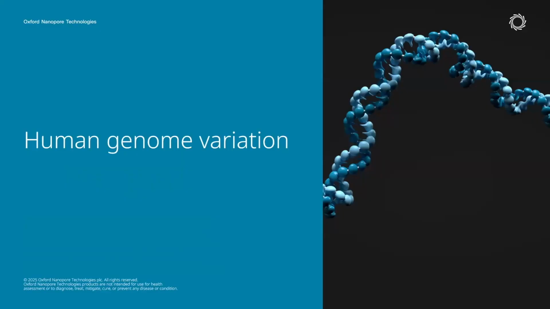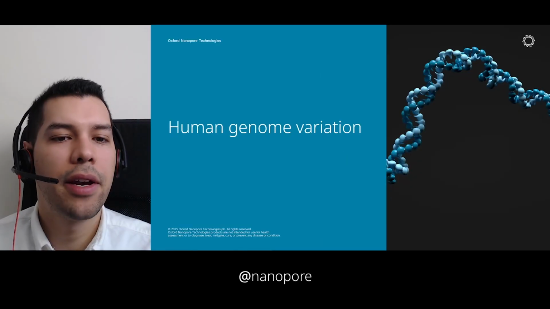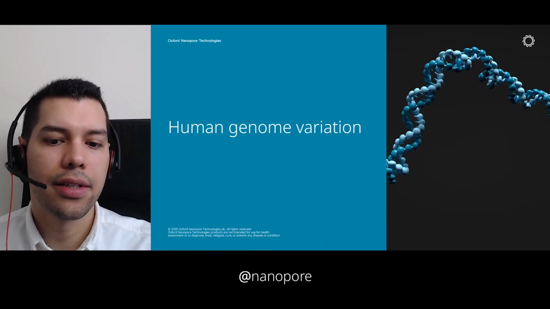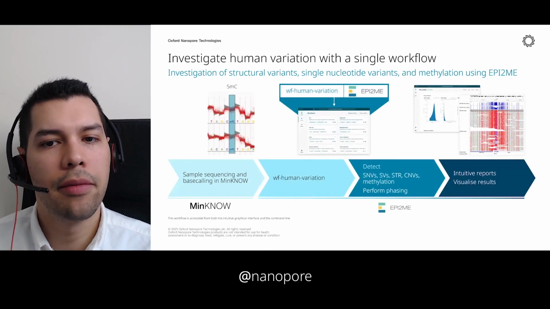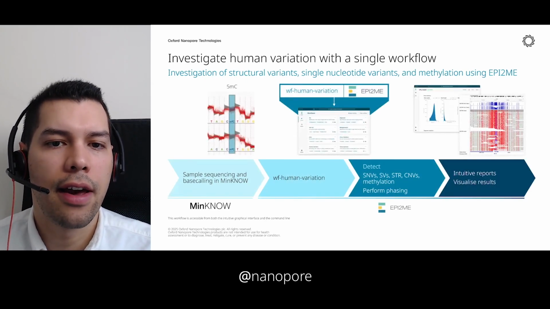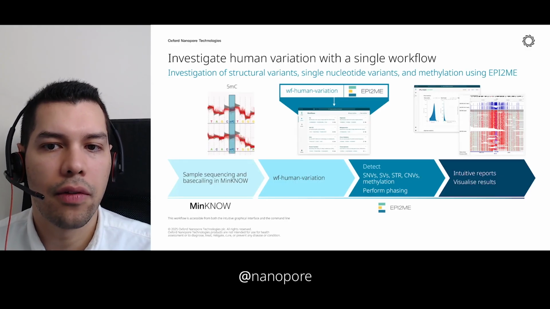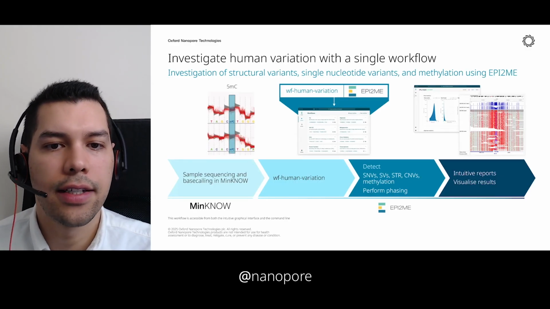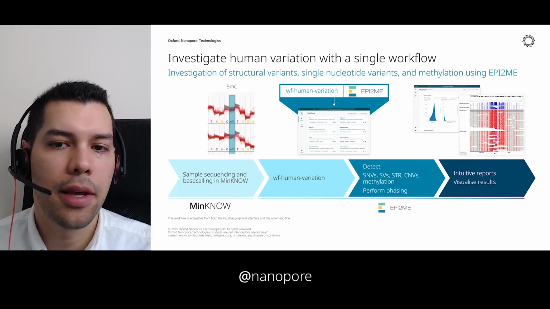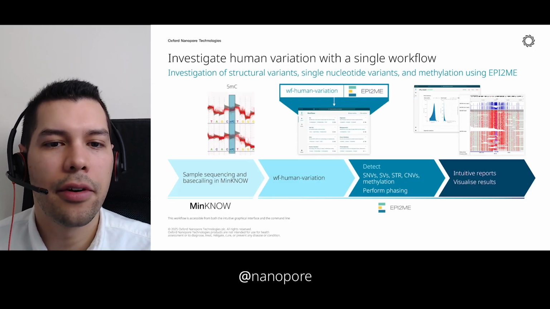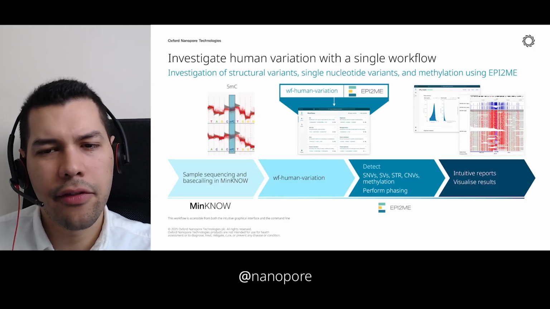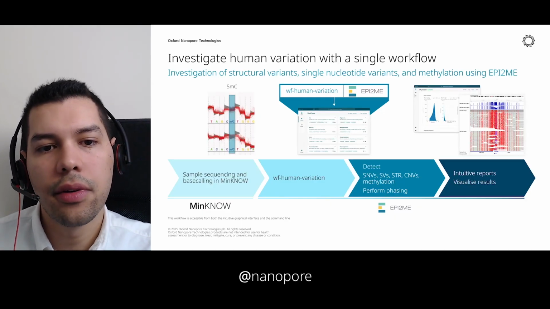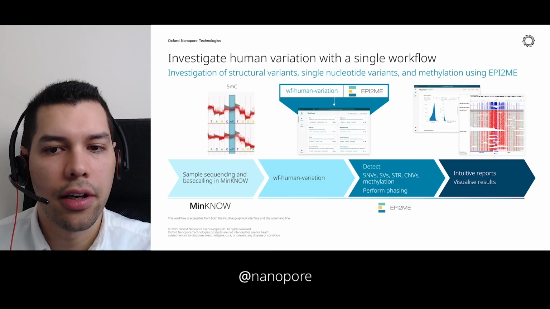If you're studying human genomics and transcriptomics, Epitome has dedicated workflows for this. The human variation Epitome workflow offers comprehensive analysis of the human genome in a single workflow for the analysis of SNVs, SVs, and methylation, as well as copy number variants and short tandem repeats, all from a single Oxford Nanopore dataset.